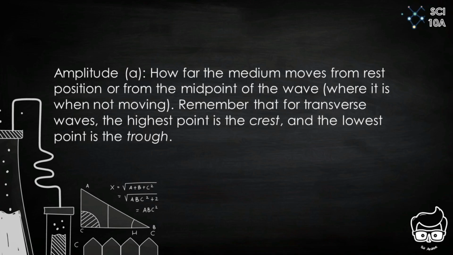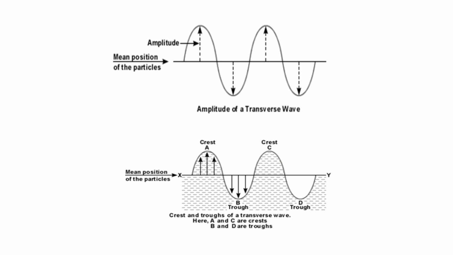Now let's talk about the amplitude. Amplitude is represented by small letter a. It refers to how far the medium moves from rest position or from the midpoint of the wave, where it is not moving. Remember that for transverse waves, the highest point is the crest and the lowest point is the trough, just like what I have said to you a while ago. In this illustration, we can see how an amplitude looks like in a wave. So from this midpoint up to this point, that is the value of its amplitude.